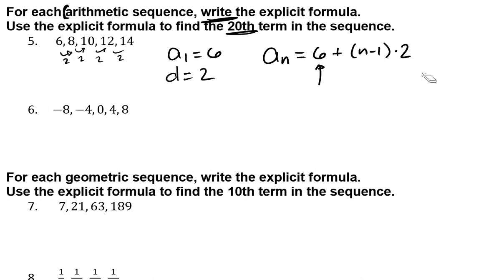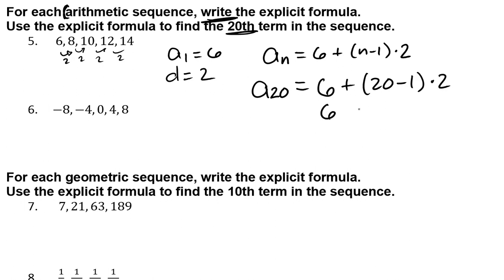Now that I've got the explicit form there, I need to find out what is the 20th term in this sequence. So this is the question I'm answering. What is the 20th term in that sequence, a sub 20? To find the 20th term, I'm just going to plug this value in here. So I've got 6 plus, I want to find the 20th term. So I've got 20 minus 1. And then I'm going to multiply that by 2.